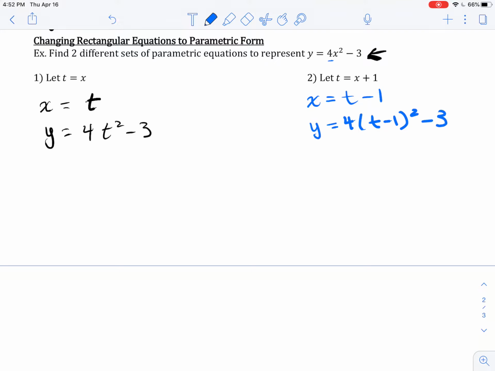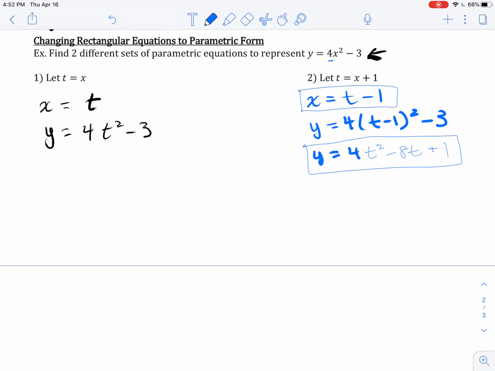And if we just simplify that a little bit, we can say y is equal to 4 times the quantity of t squared minus 8t plus 1. Yep, that should be right. So here are my two parametric equations. And that's all there is to that.